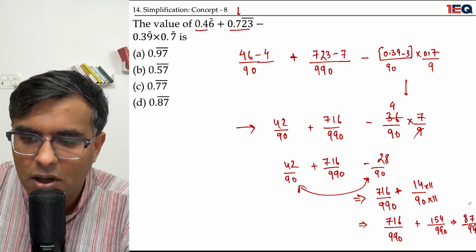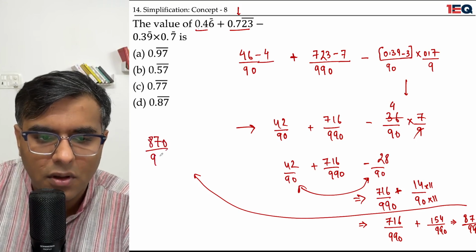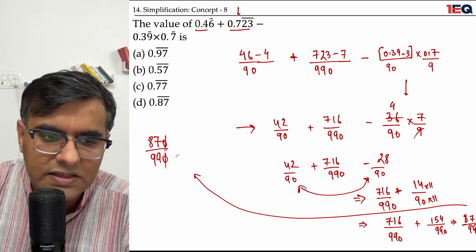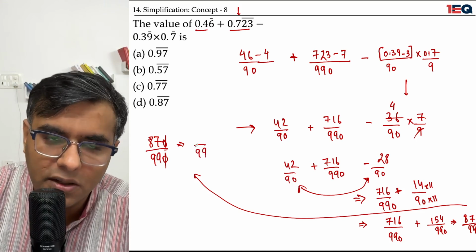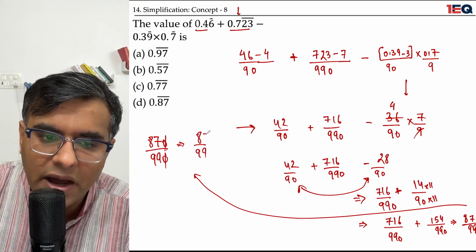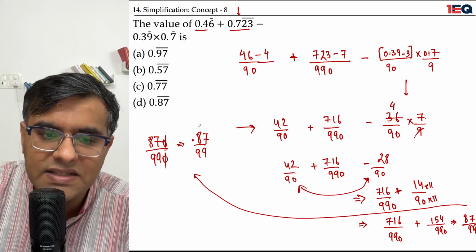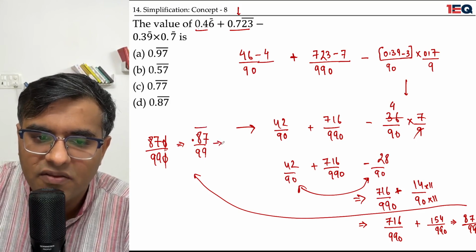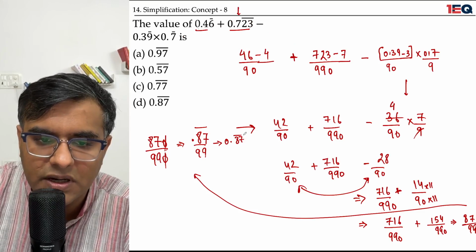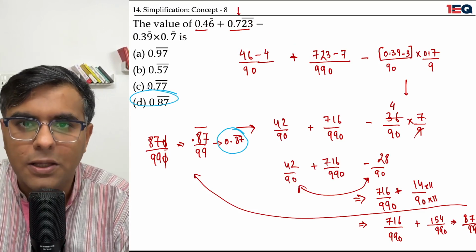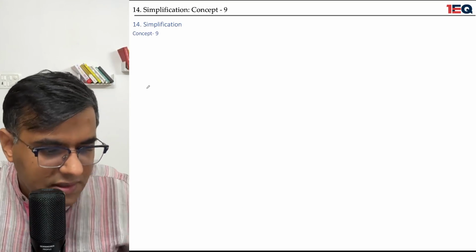I'm bringing this answer outside. So 870 upon 990, this is my final answer. I would cancel out these two zeros, as again we have two nines in the denominator, like 99 in the denominator. That means a bar needs to be set, and the bar would be set on the numerator. So a point would come here, and 87, both the digits would come under the bar. My final answer would come out to be 0.87 bar, and the correct option is option D. All right, moving down to concept number 9 of simplification.